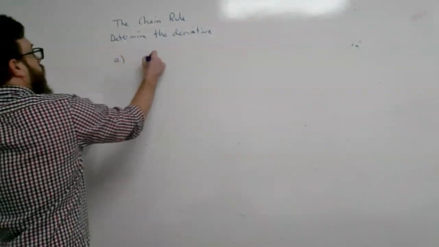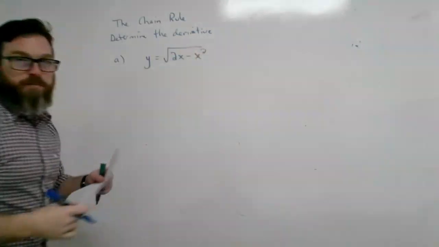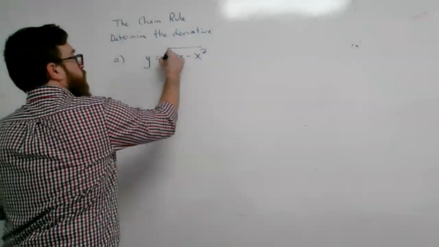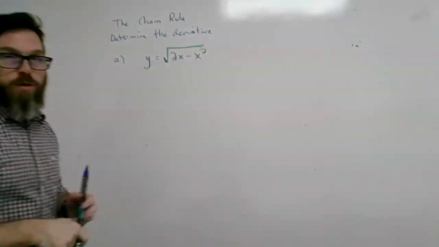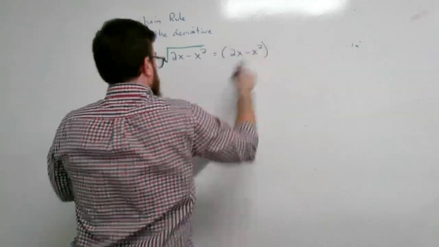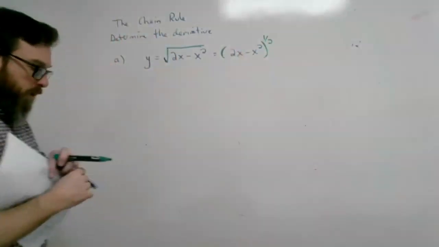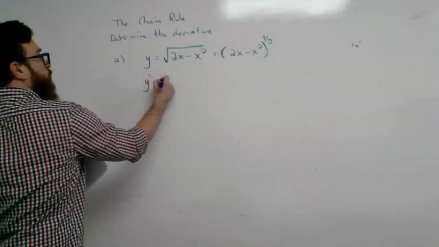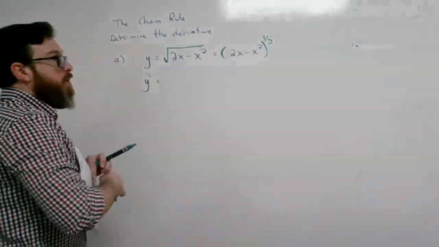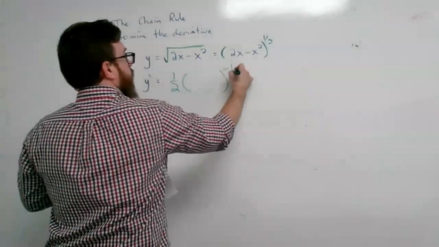a. y is going to be equal to the square root of 2x minus x squared. So notice that my outer function, my f function, is the square root function, where the 2x minus x squared is going to be the same thing as 2x minus x squared raised to the 1/2 power. So when I want to find y prime, I have to take care of the outside function first, which is the radical function of the 1/2 power. So the derivative of the 1/2 power is going to be 1/2 power to the minus 1/2.